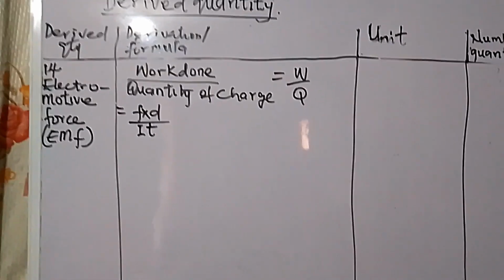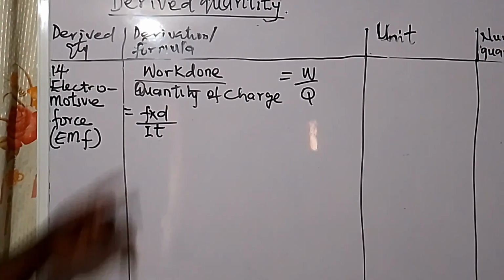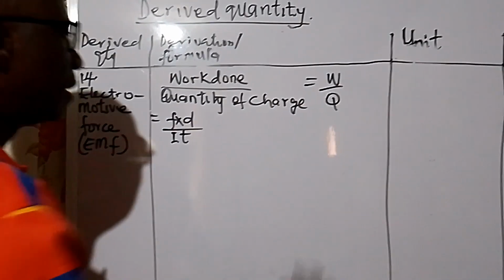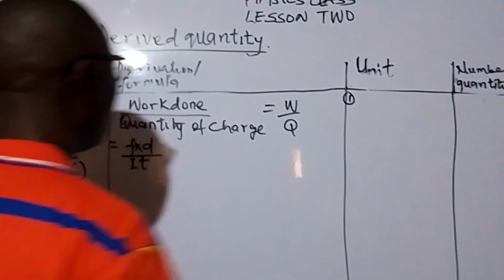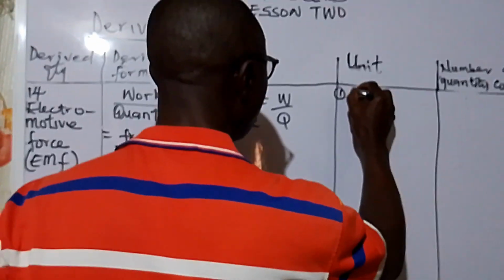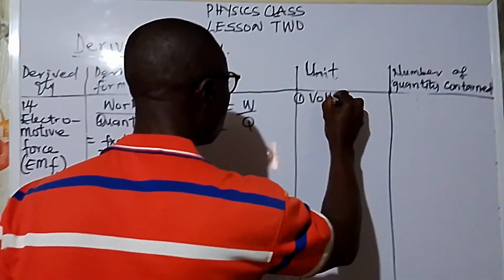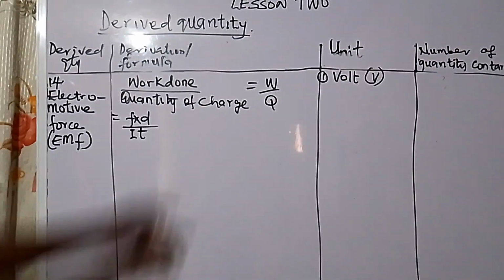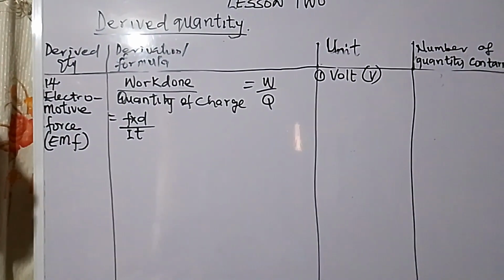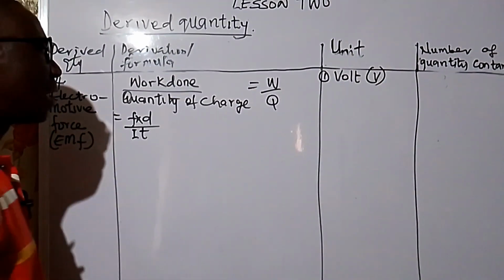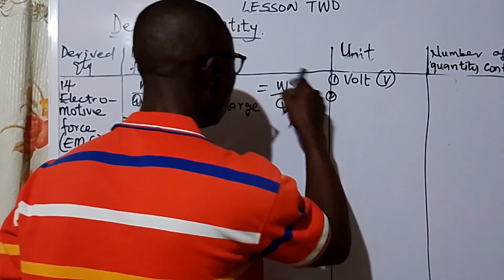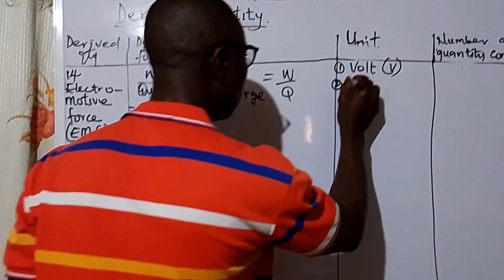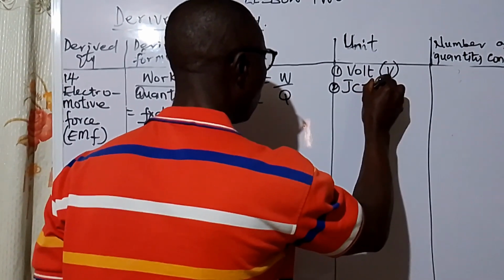Now, to express further, we can still express this one further, but let's write the unit now. The common unit we know for electromotive force in physics is volts. Now, from this formula, we can still have another unit. That will be number 2. Work is joule. Quantity of charge is coulomb. So it will be joule per coulomb.